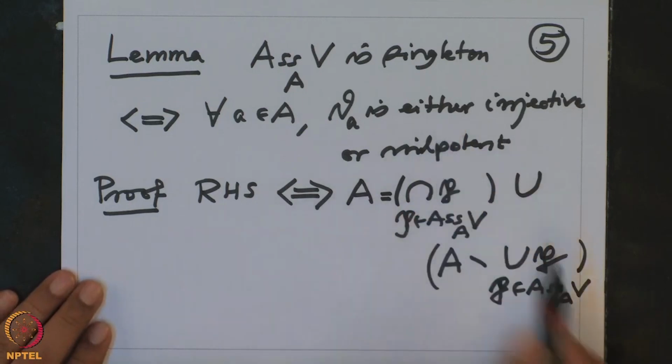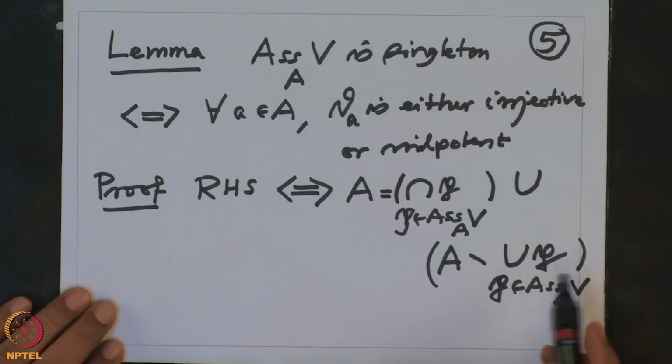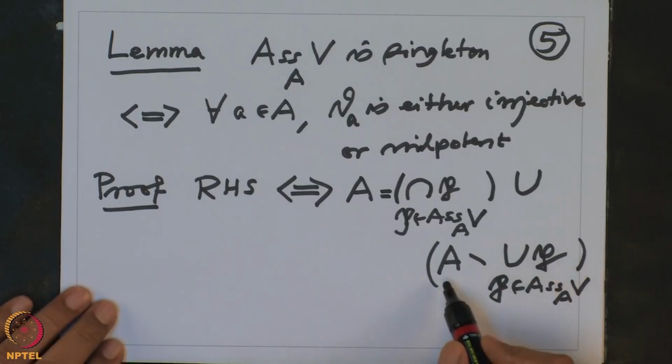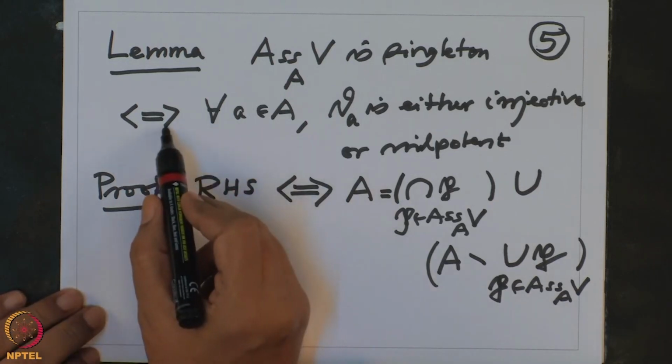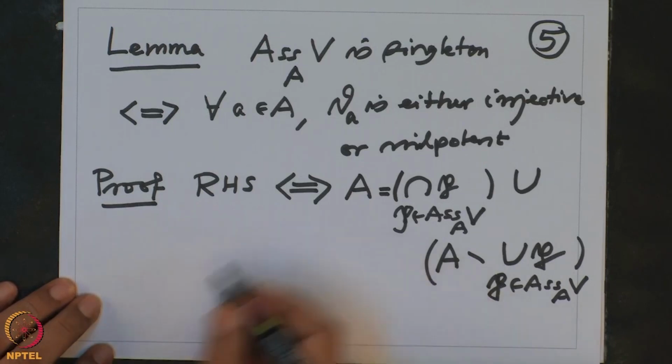When will it not be injective? When some P, when it will be in the associated prime, that is the zero divisors. So injective, then it cannot be a zero divisor, that means no non-zero element of V can annihilate that. That means it is a complement of the union of the associated primes. So that is precisely the translation of this right hand side. So this is if and only if.